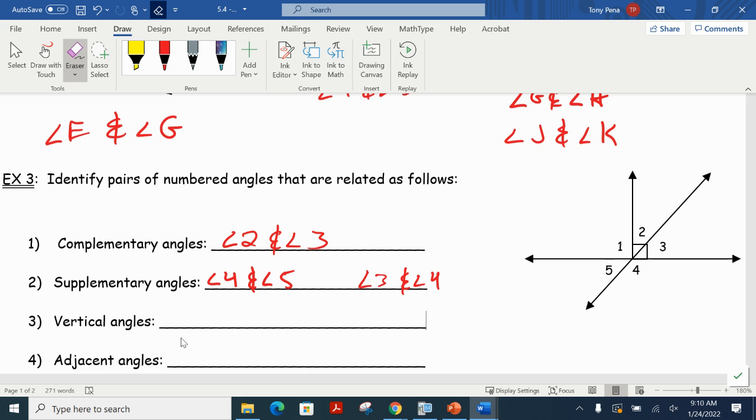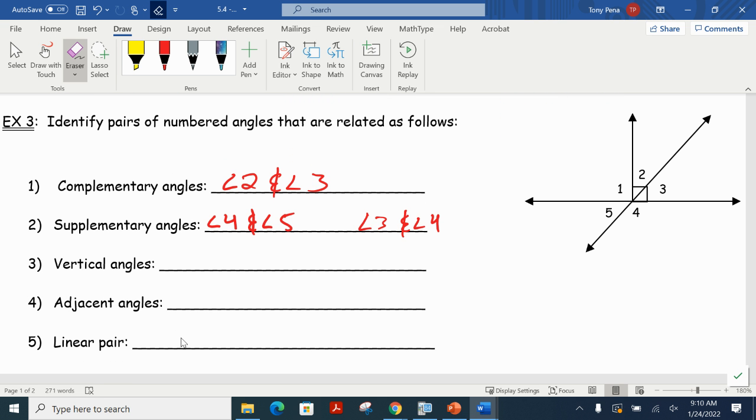Okay, vertical angles. See if you remember what those meant. This we quizzed on last week. All right, what are vertical angles? It's a little sneaky. As a hint, there's only one set of vertical angles here. Because it's easy to think there's more than one in this case.